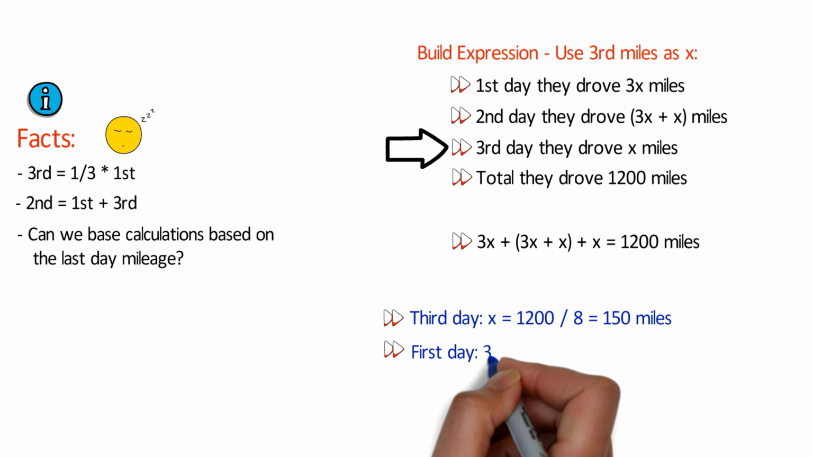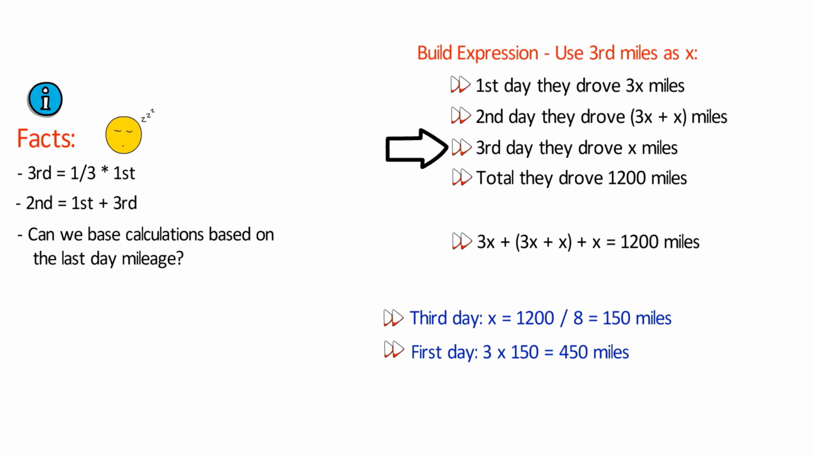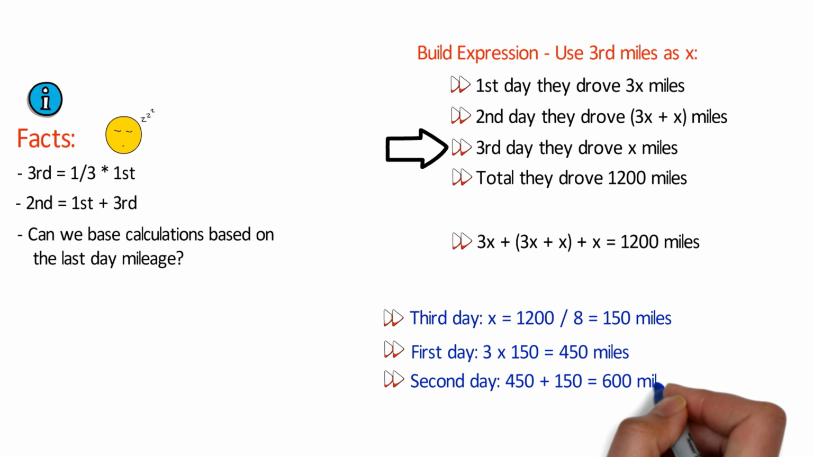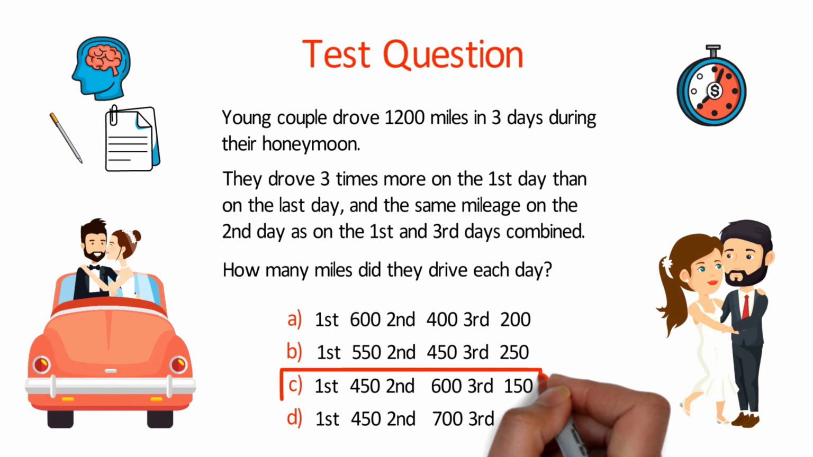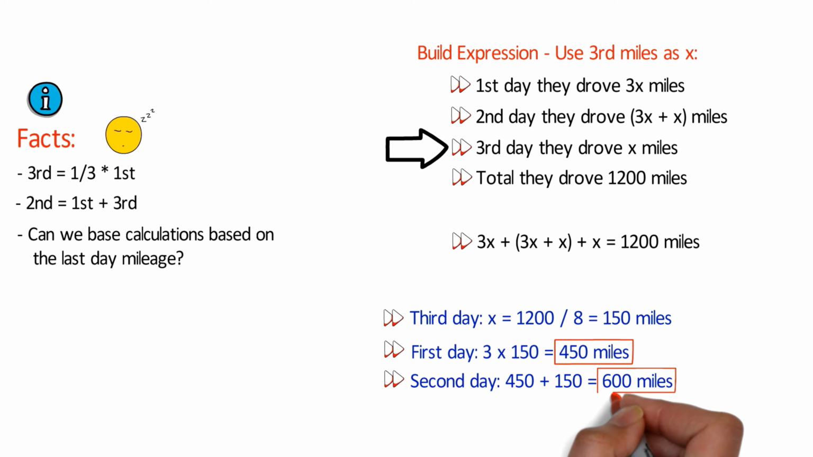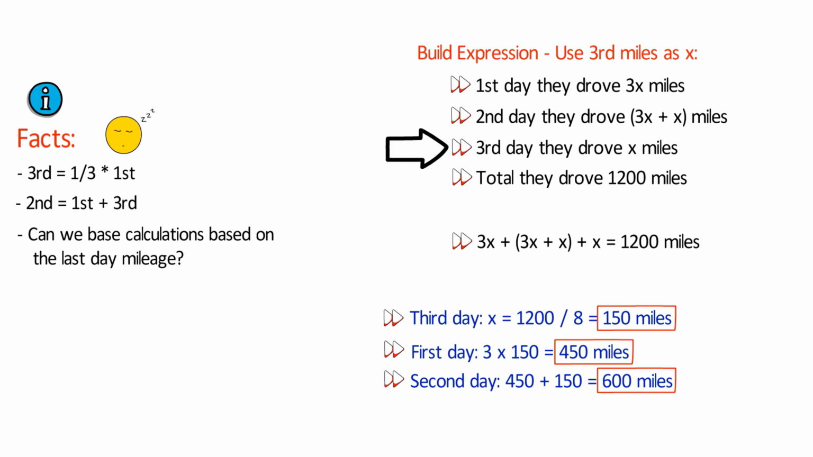On the first day then, they drove 3 multiplied by 150, which is an equivalent of 450 miles. And on the second day, they drove 450 plus 150 equals 600 miles. So the correct choice here is choice C. On the first day, 450 miles, second day, 600 miles, and on the third day, 150 miles.